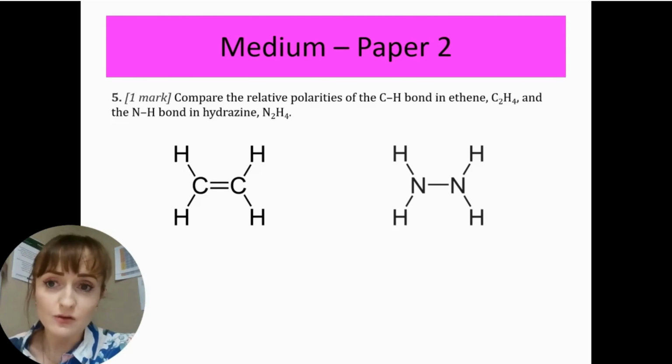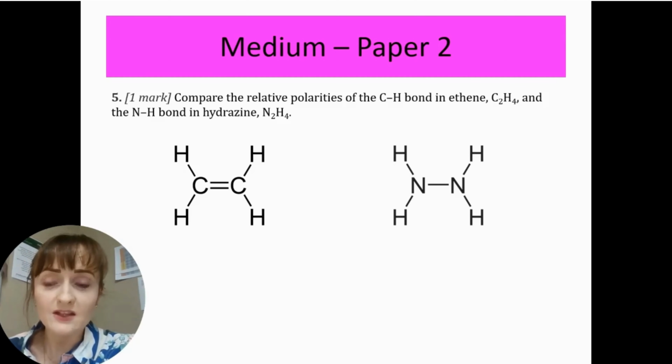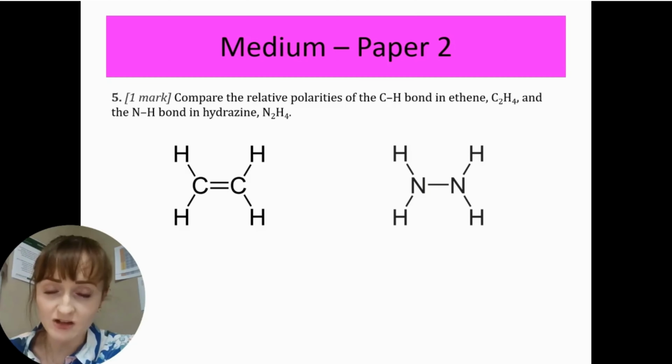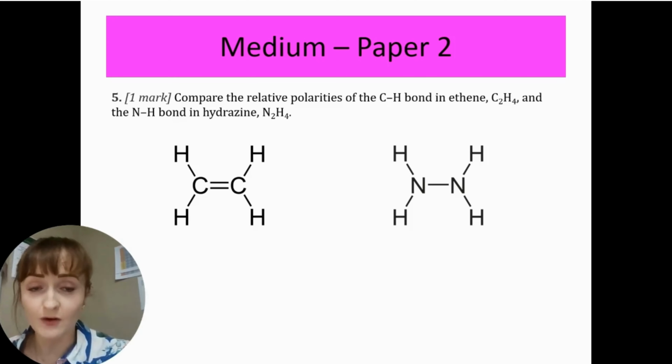A medium paper 2 question would require you to do something similar as the easy level, where this time you have to compare the polarities. So it's not just a simple statement of whether the bond is polar or not. Instead, you would need to make a comparative statement between the two things. Remember that when you are asked to compare two things, you should refer to both of them in your answer.